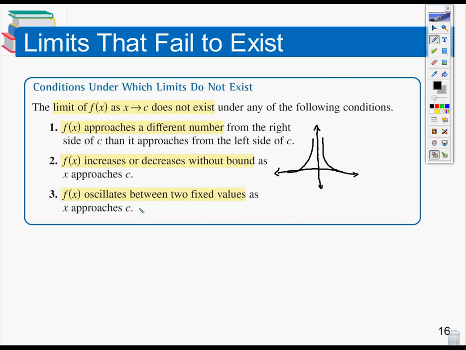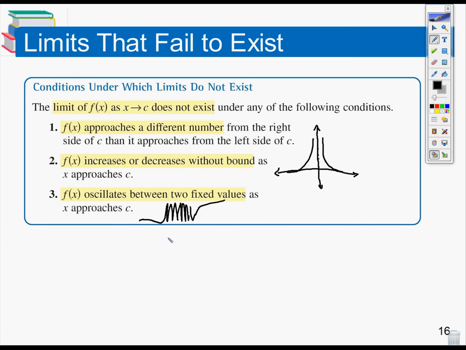The last case is when it oscillates between two fixed values. If you think about oscillation, the first thing that comes to mind is probably sine, cosine functions that move up and down and up and down. And that's exactly the thing. If I look at the sine of 1 over x, that's one that does not have a particular limit, because it's going to look like this. It's going to oscillate and oscillate and move off. So as I try to say that there's a particular limit as x approaches 0, I'm not going to find it because it's moving and moving. It's never really approaching a specific arbitrary value.